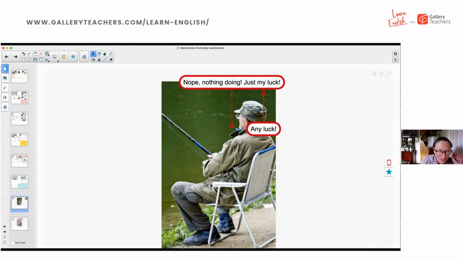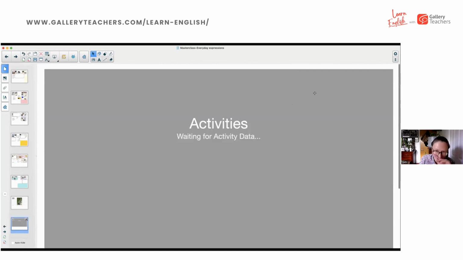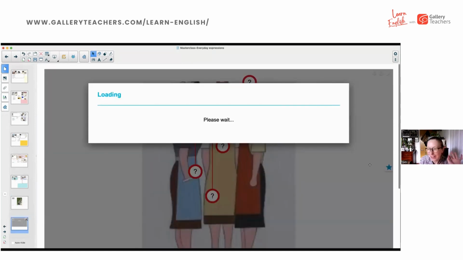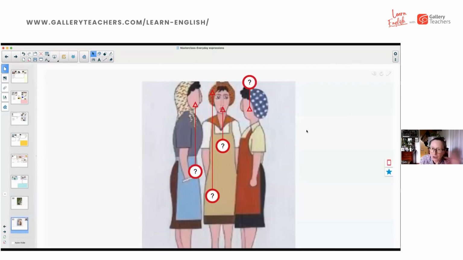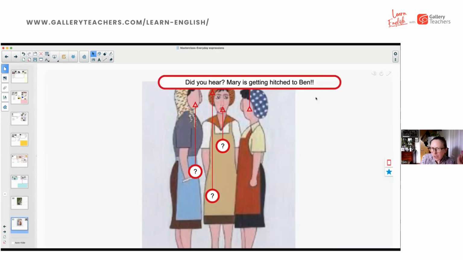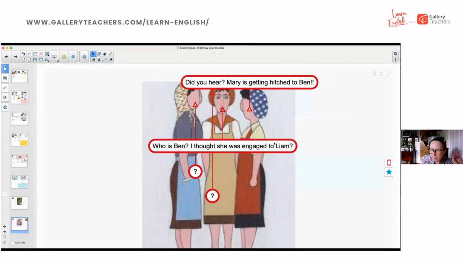How about this situation then? I wonder what you are going to say to this. So three ladies, gossiping. Now this one is saying, did you hear Mary's getting hitched to Ben? And then this one is going, who's Ben? I thought she was engaged to Liam. And then the last one goes, oh, Liam, he ran off with another girl. Now, what do you think this woman is now saying? It comes as a shock.